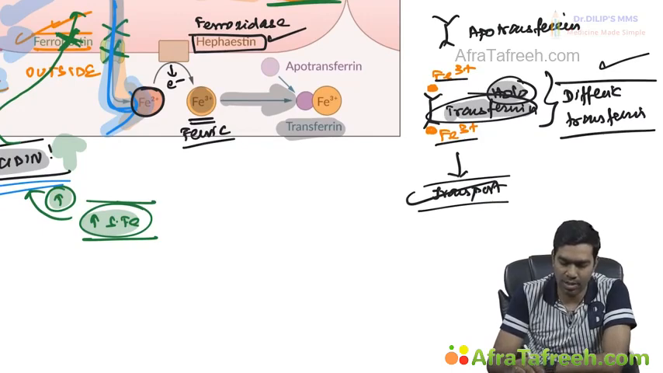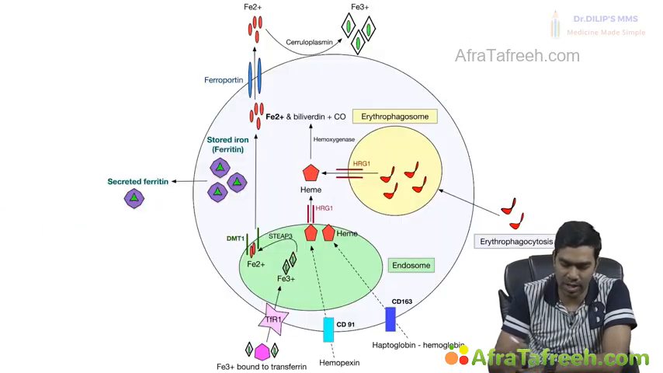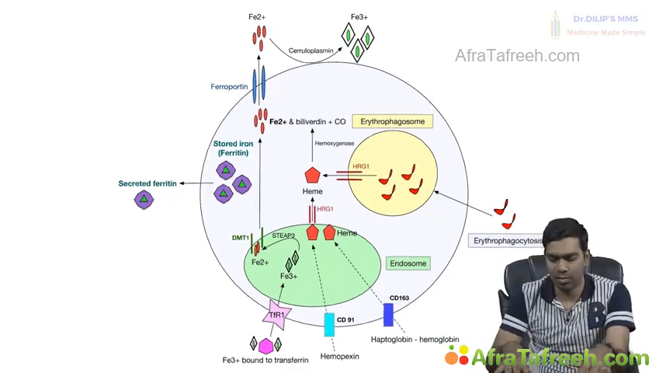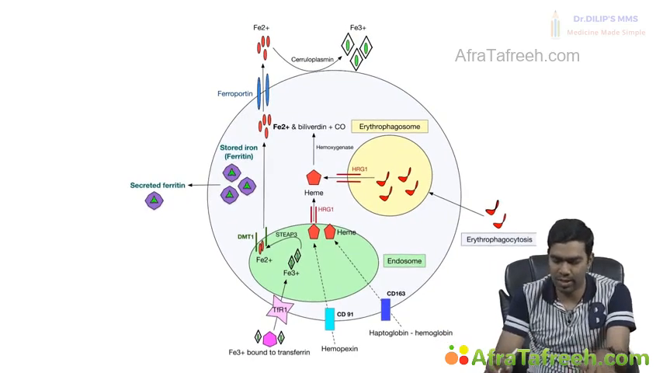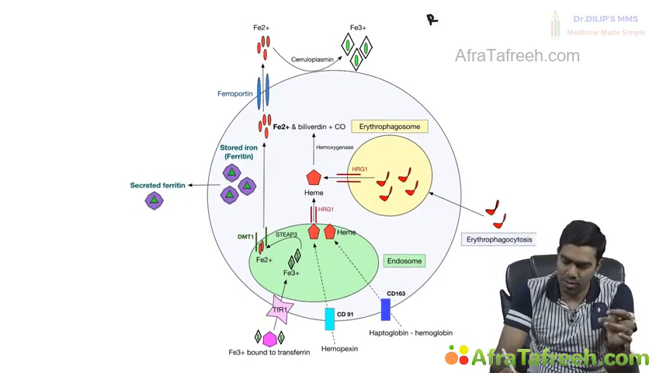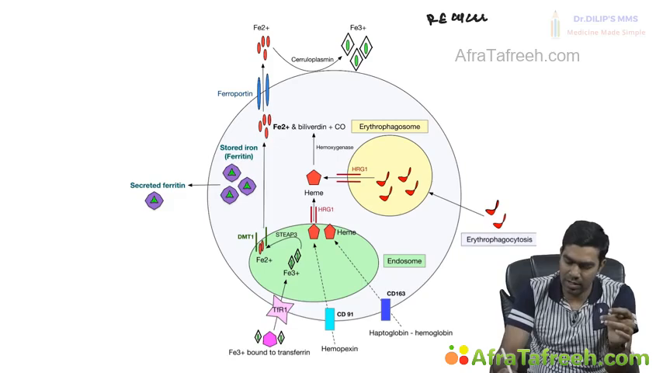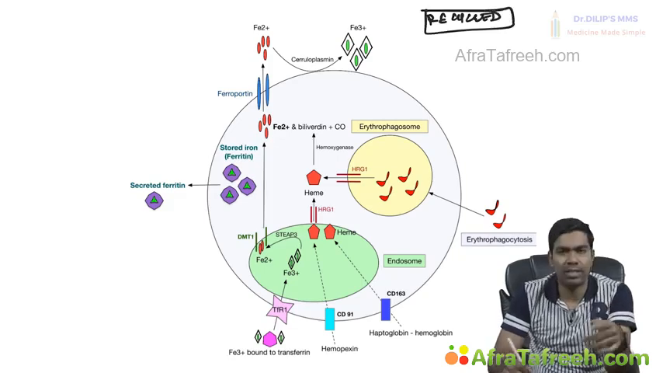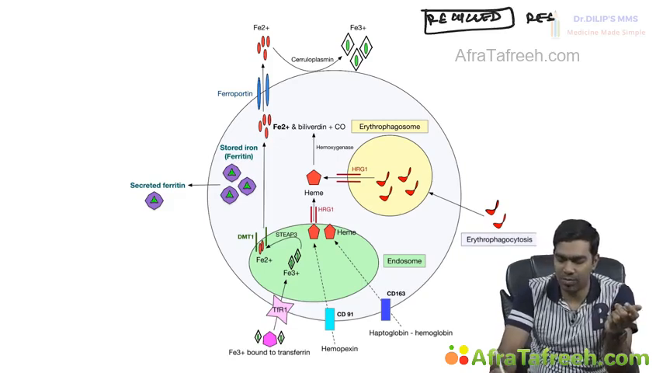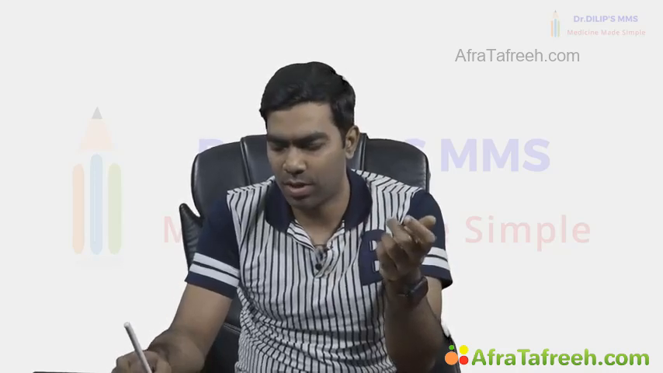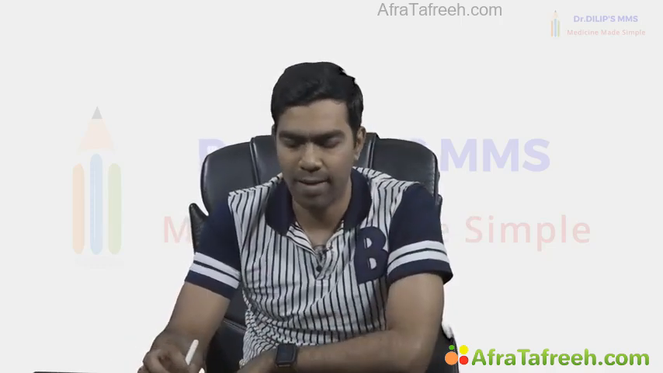But after knowing all these things, you can see how the iron is recycled. This image shows the exact recycling of iron. This image is a typical example of an RES, the reticuloendothelial system, otherwise called the monocyte macrophage system. The monocyte macrophage system is a very big system which includes a lot of monocytes and macrophages scattered throughout the body in different places, but we are not going into details about all those things. But what happens in the reticuloendothelial system?